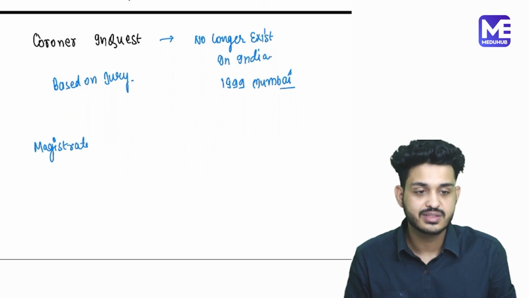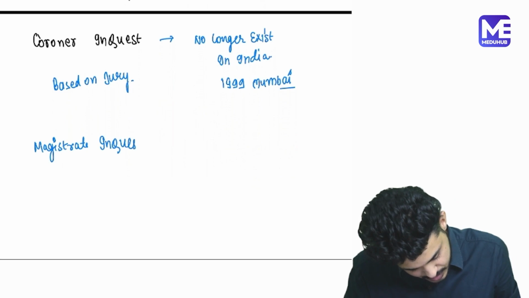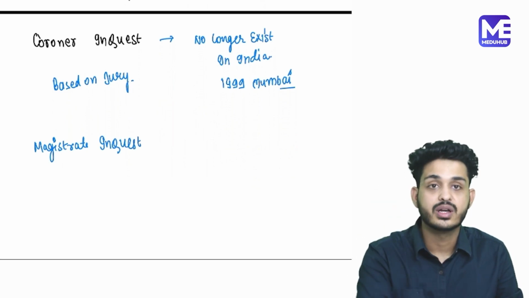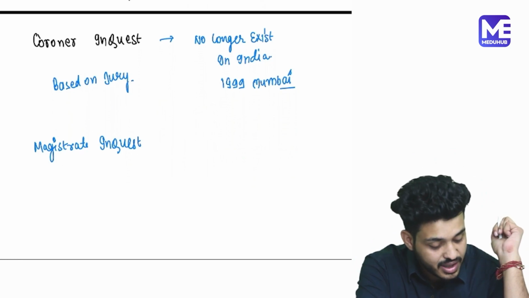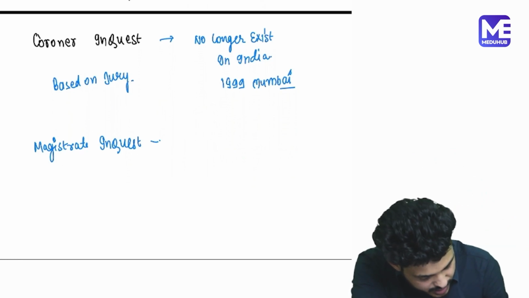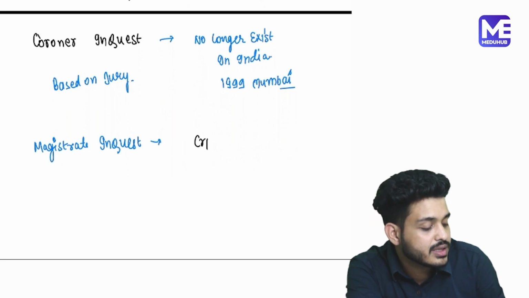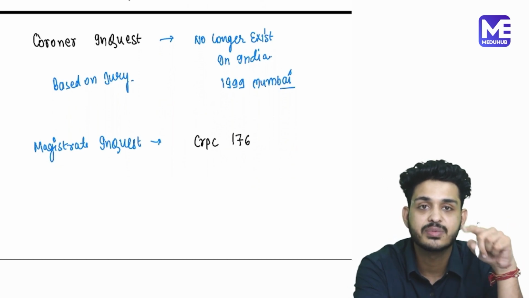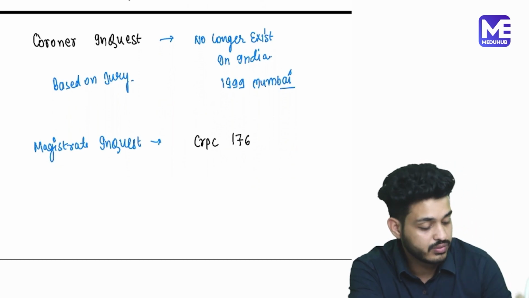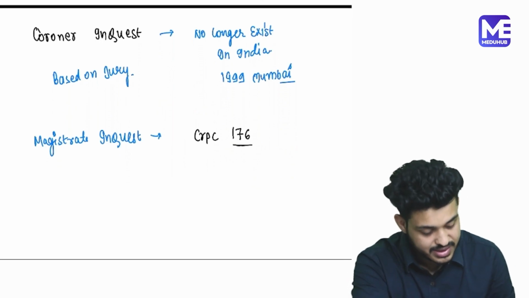Third one is your magistrate inquest. This is very important, guys. Why is the magistrate inquest important? Look here, guys. This will come under CRPC 176. For police inquest, CRPC 174. For magistrate inquest, the CRPC will be 176.